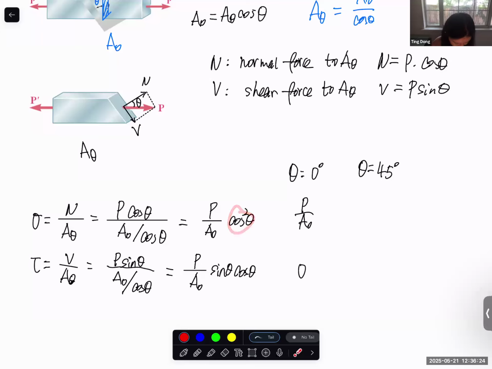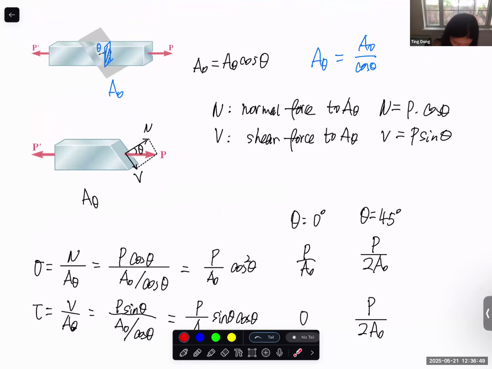Now cosine theta is 1 over square root 2, so squared it's 1 over 2, so it becomes a half, 2 A naught. And now 1 over square root 2, 1 over square root 2, so it's 1/2. So basically it means that when you rotate this plane, and this is 45 degrees, then on this inclined plane, the normal stress becomes P over 2 A naught, and the shear stress is also P over 2 A naught.